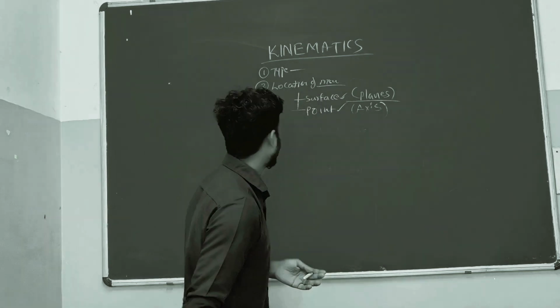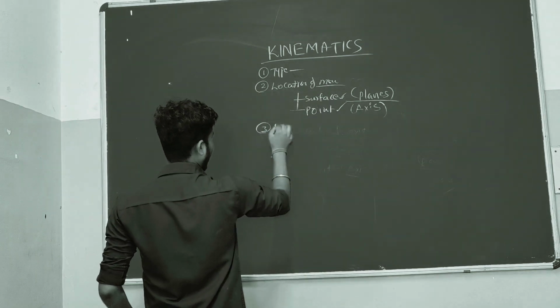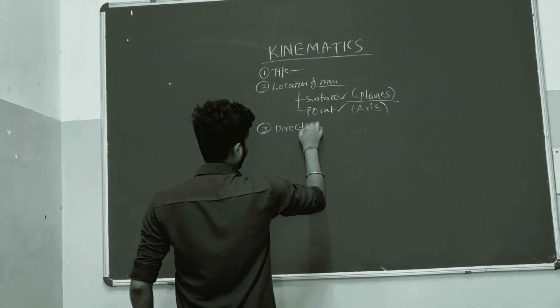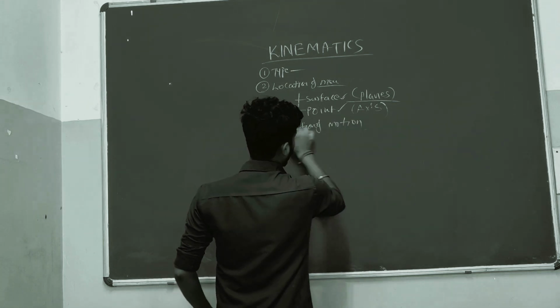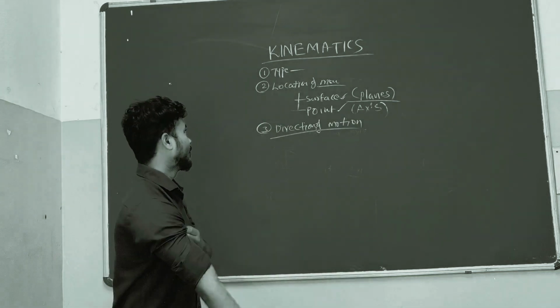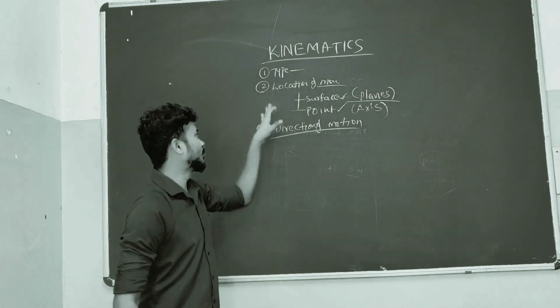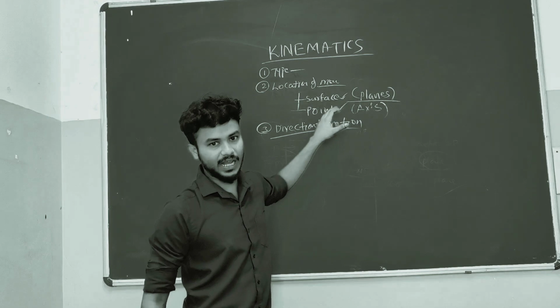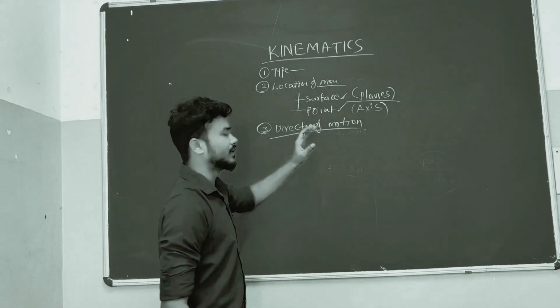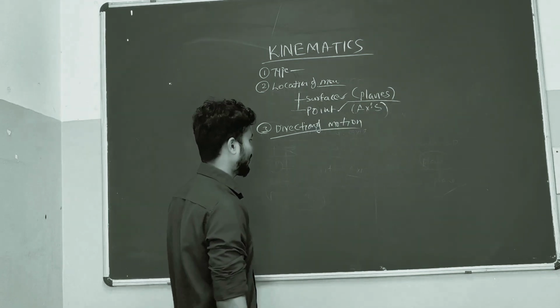In kinematics, that is direction of the movement. Direction of motion. So what is this direction of motion? Till now we know what is the type of the movement, and we know where is the location of the movement, which surface it will happen on, on which point it is happening. Now we will see direction. What is the direction of the movement?